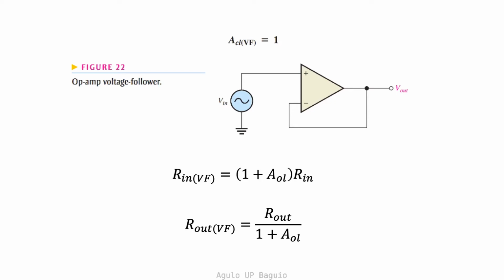The open loop voltage gain is the intrinsic gain of the op-amp without any feedback. It's also indicated in the datasheets. Typical values are in the hundreds of thousands.